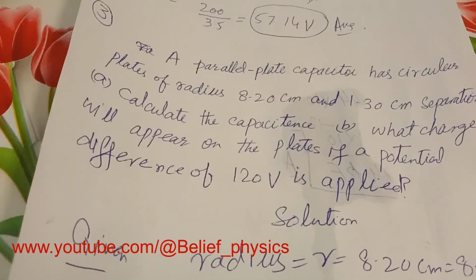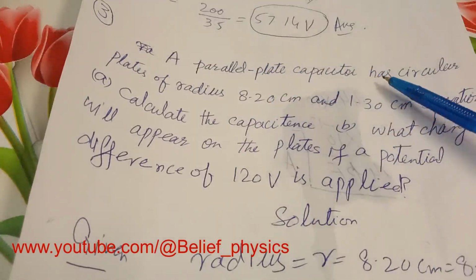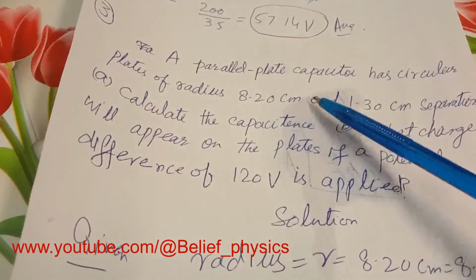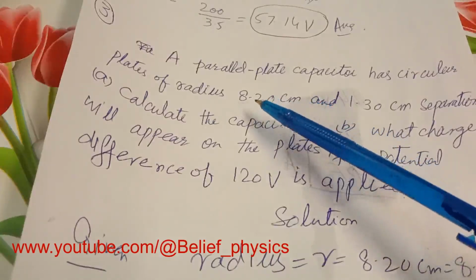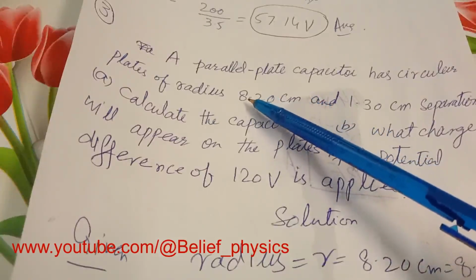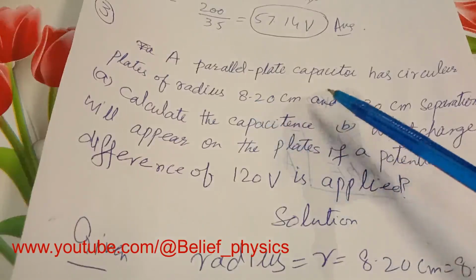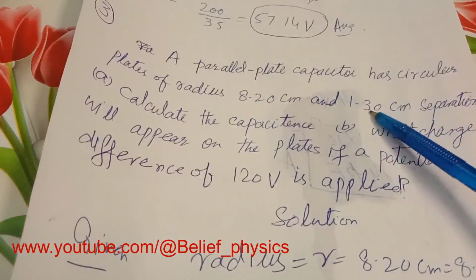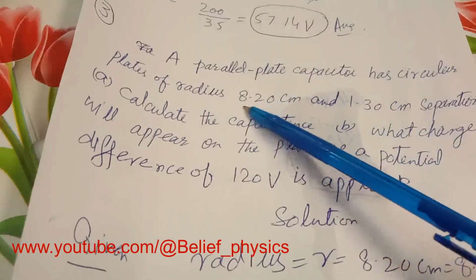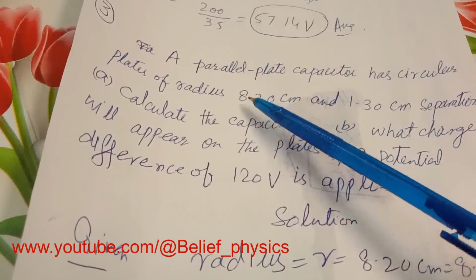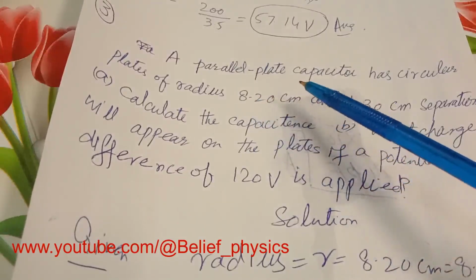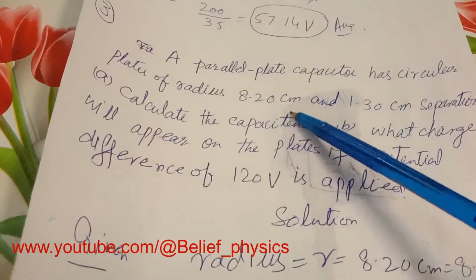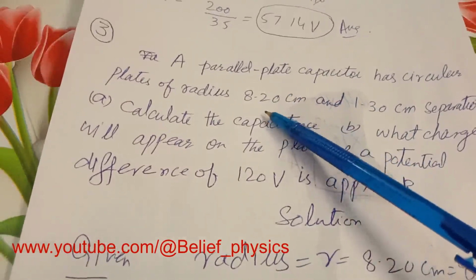The question is: a parallel plate capacitor has circular plates of radius 8.2 centimeter. The shape of the plates is circular, so their area will be according to the area of a circle, and there is 1.3 centimeter separation between them. So d is 1.3 centimeter and the radius of each plate is 8.2 centimeter. So area of each plate will be pi r squared, or pi into 8.20 squared centimeter squared. If we want to make it into meter squared, then it will be 10 to the power minus 4.